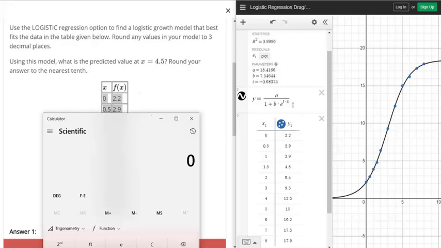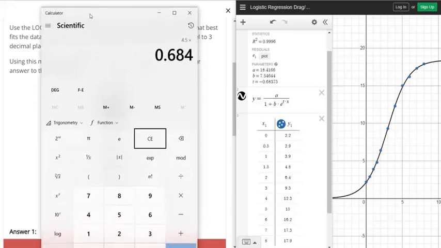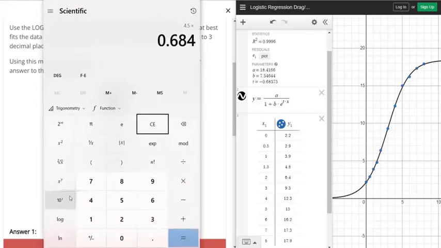So I'm plugging in 4.5 for x. I'm going to multiply that by negative 0.7 because they told me to round to the nearest. Oh, they said 3 decimal places up here. Final answer is nearest tenth. So 3 decimal places. I'm going to multiply by 0.684, because rounded to the 3rd decimal place it is negative 0.684. So let's put our negative sign in there.